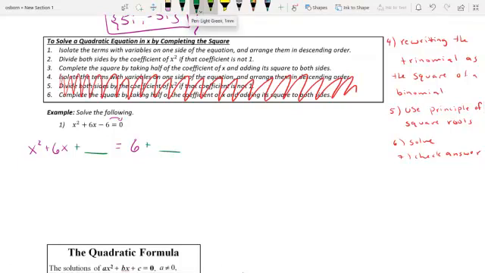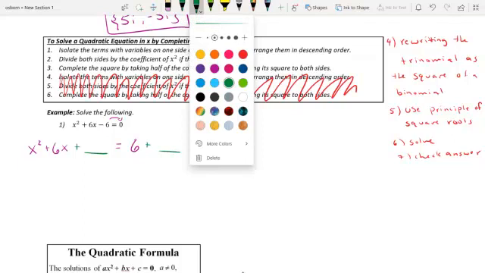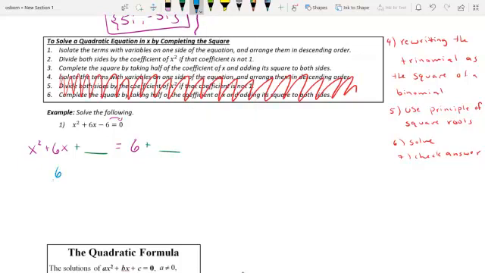Alright, so what that means for me is I'm going to take that term in front of my x, so that would be my 6, and I'm going to divide it by 2, and then I'm going to square it. When I do that, that gives me a positive 3 in parentheses squared, which equals 9. So I'm going to put a 9 on both sides. So we have done, at this point, steps 1 through 3.